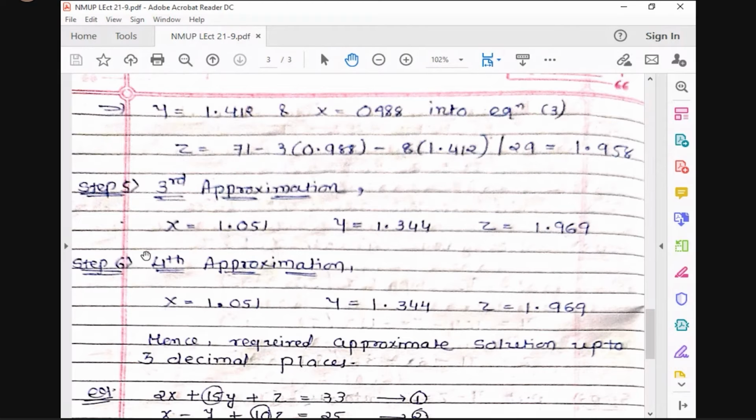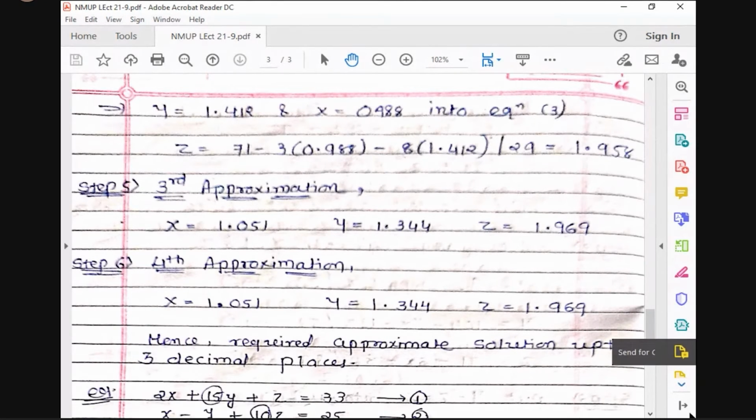So now just check it out. After this fourth iteration, my values of x and y are repeating. So over here, we have to stop, and these are our final values of x, y, and z. Are you clear up to this? So in this way, we have to find out the solution with the help of this iteration, with the help of this Gauss-Seidel method.